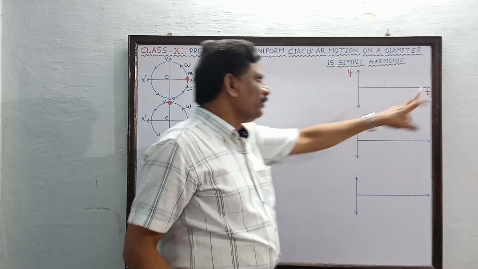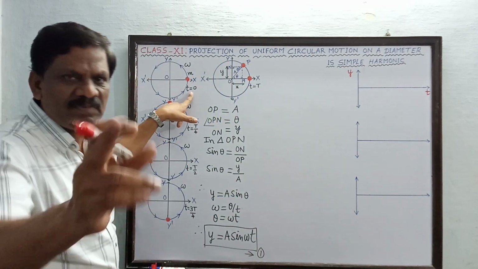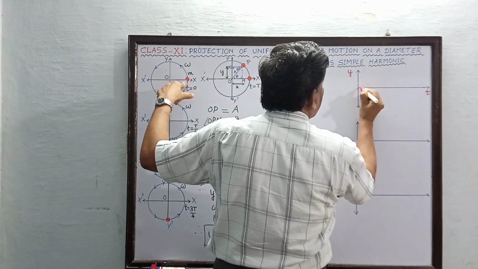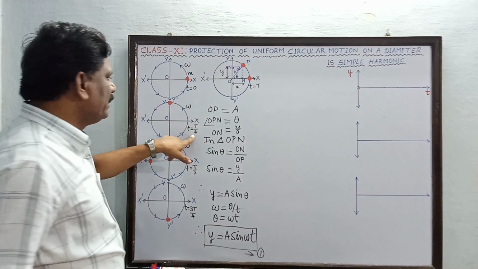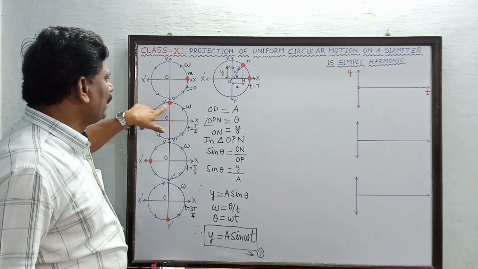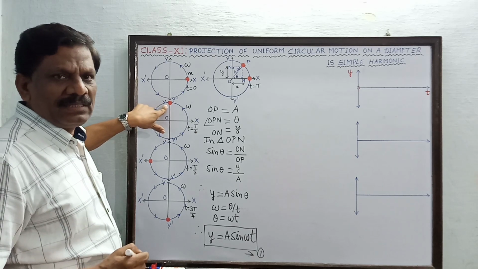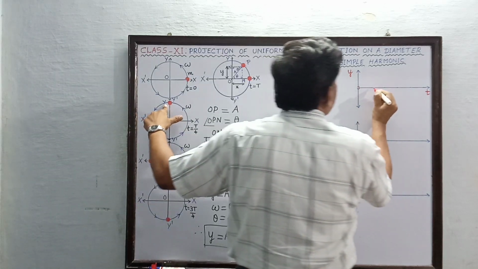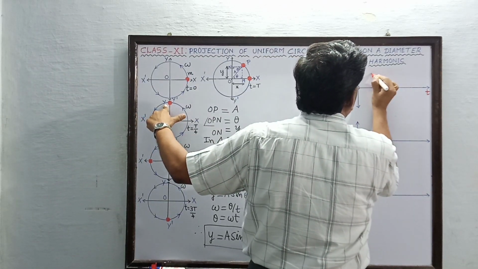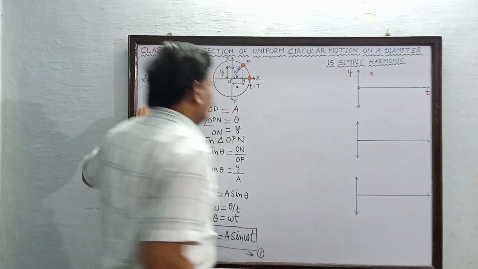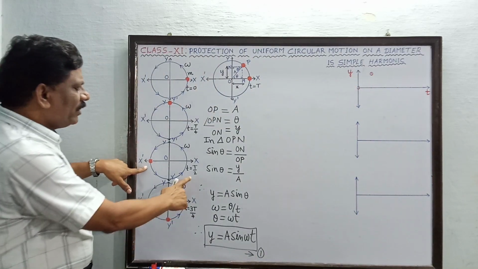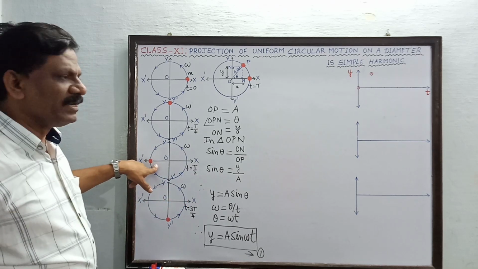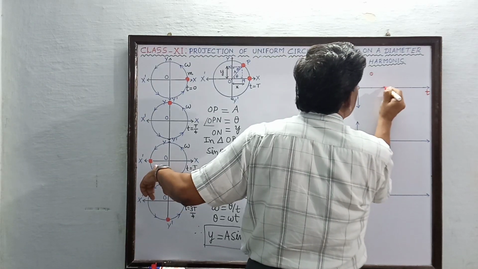Okay, children. At a time t equal to 0, what is the displacement? You tell me. It is 0. So I will keep a pointer here. Then at a time t equal to T by 4, where is the particle? Here. What is the value of y? That is equal to capital A, is it not? That is maximum. So at a time T by 4, let us say the particle is at this point. Then at a time t equal to 1/2 of the period, where is the particle now? You see here. So again the displacement is 0.